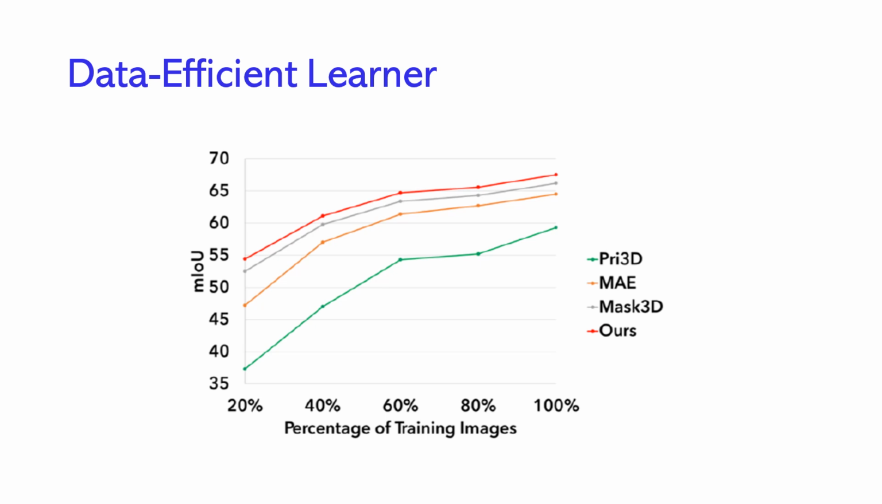We also show the data-efficient nature of our pre-training strategy by fine-tuning it in a limited label data scenario. Our approach consistently outperformed Mask3D, MAE, and Pri3D across different ranges of limited label data.